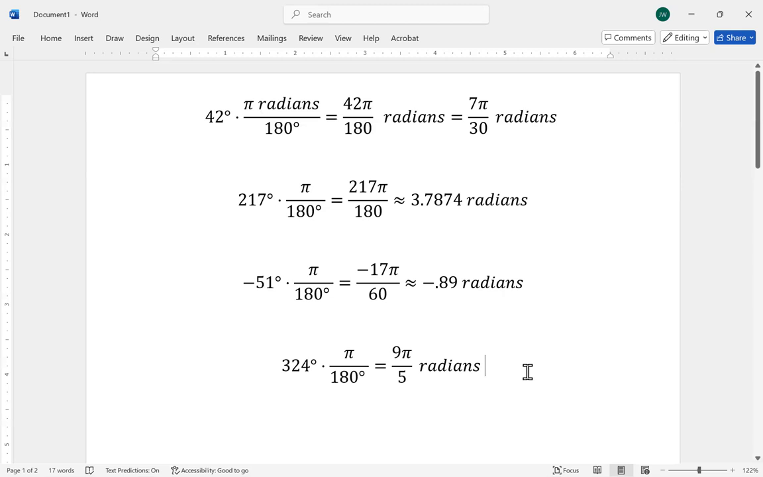So there you go. Converting from degrees to radians is just the same thing as multiplying by a fraction of size 1, whose label on the numerator is in radians, and in the denominator, the label is in degrees. I use pi over 180, but you could also have used 2 pi over 360 and got the exact same values.